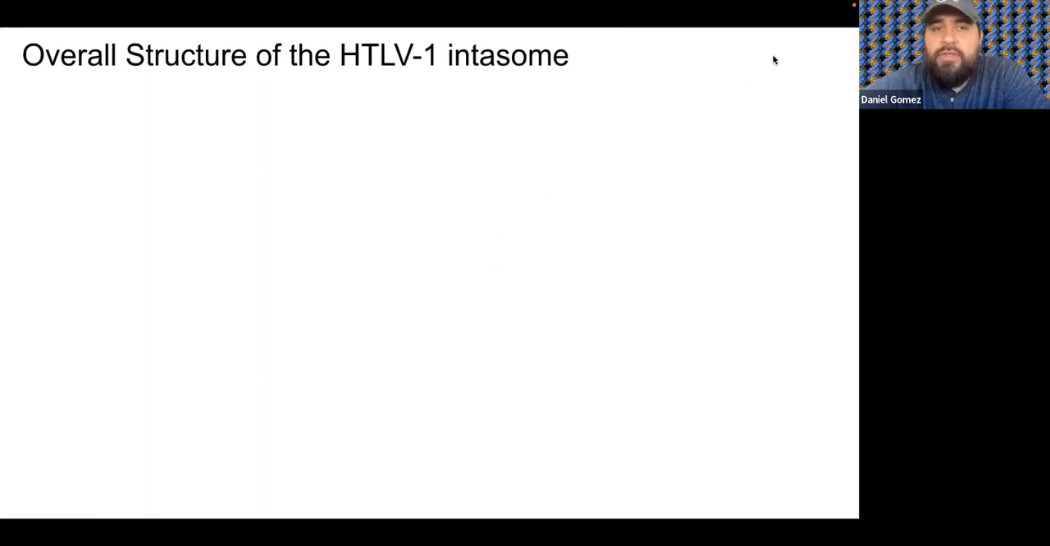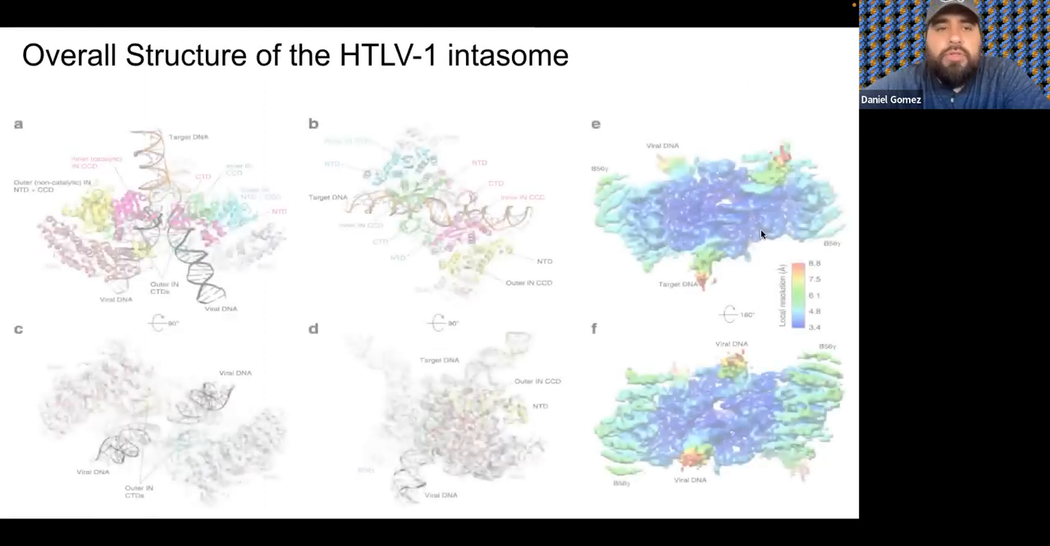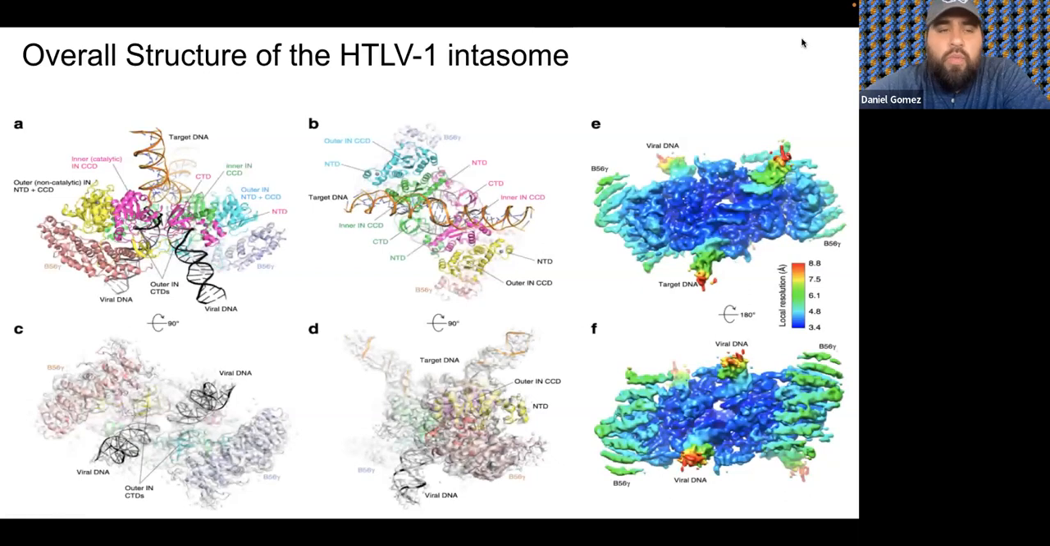But getting back to the intasome, here's the overall structure of the HTLV-1 intasome. Starting with A, we see the target DNA and the viral DNA. So target DNA, viral DNA, and then these catalytic CCDs of integrase in pink touching the DNA, and the CTD in pink, as well as the inner integrase CCD.